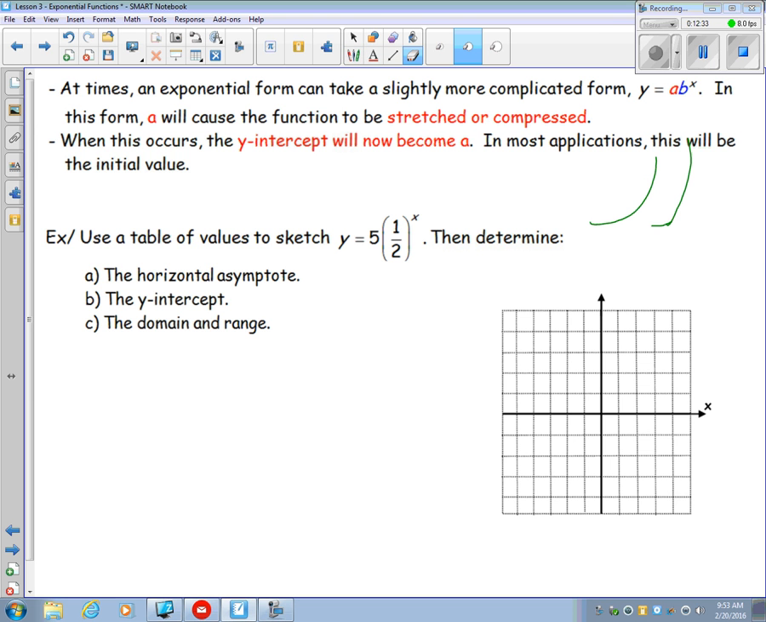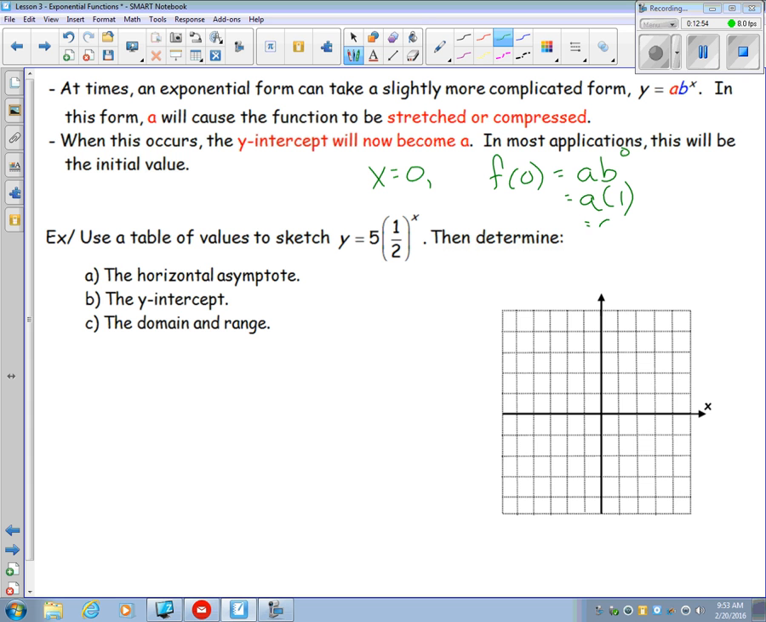When that happens, the only big difference is that our y-intercept will now become the value of a. The reason why is, if I were to choose f at 0, because we know our y-intercept is x equals 0, we'll get a times b to the power of 0, right? Well, what's b to the power of 0? That's 1. And a times 1 gives me a. So when I put a value out front, it changes my y-intercept. That's really the only difference. And in most applications, this is our initial value, our starting point, because at time 0, we get the value a.